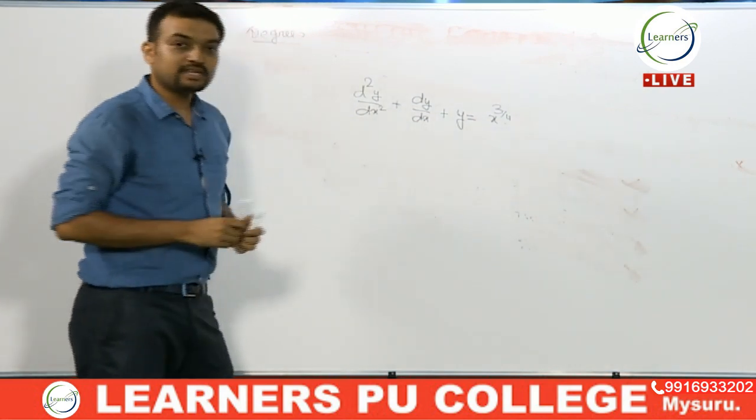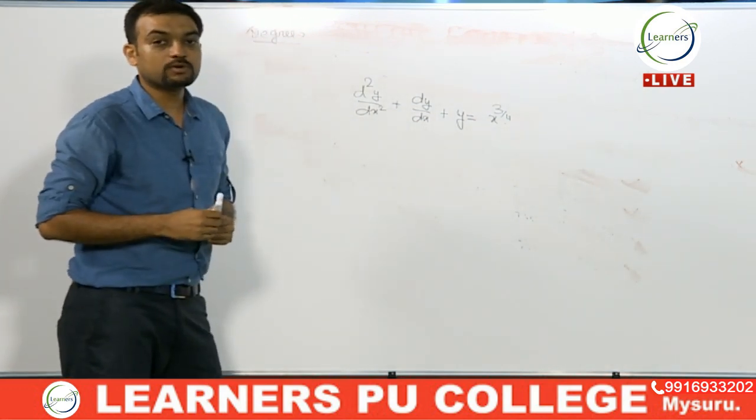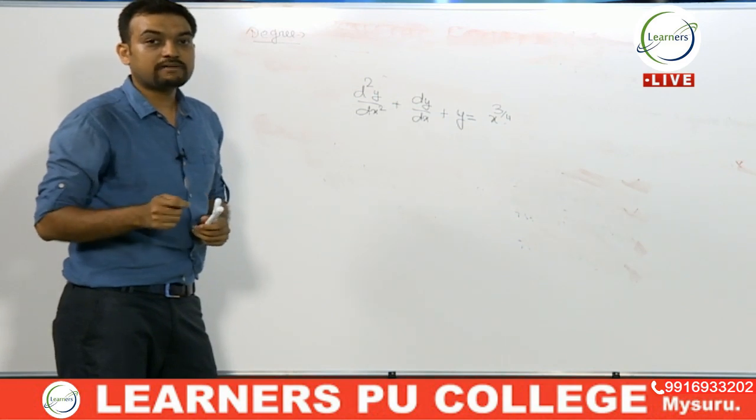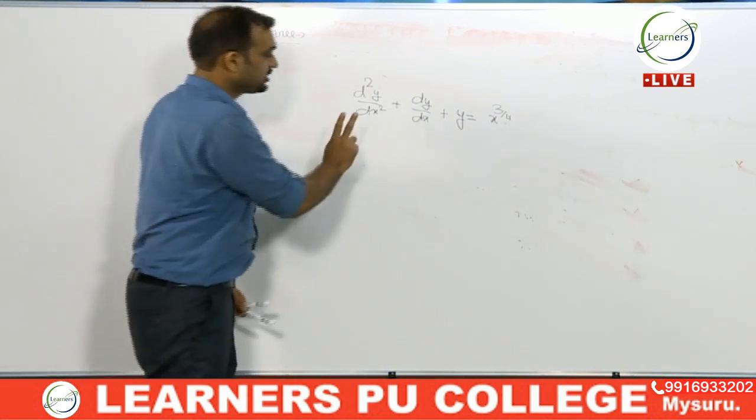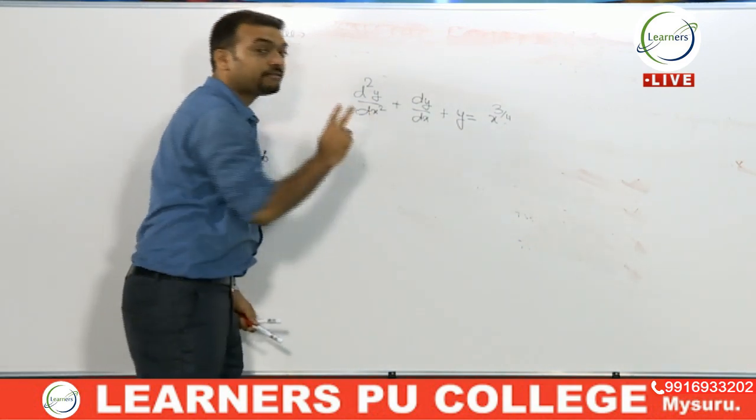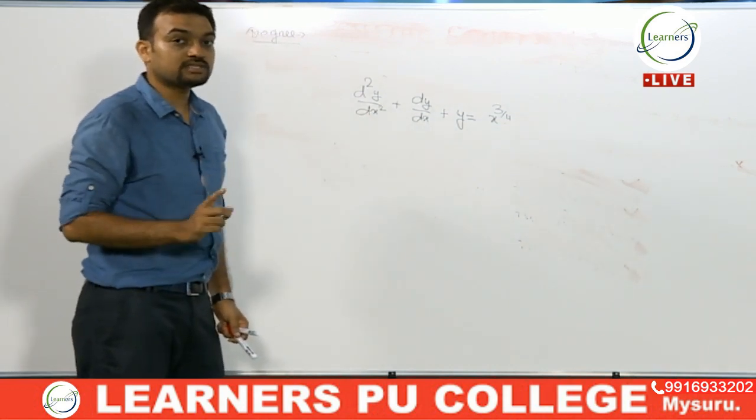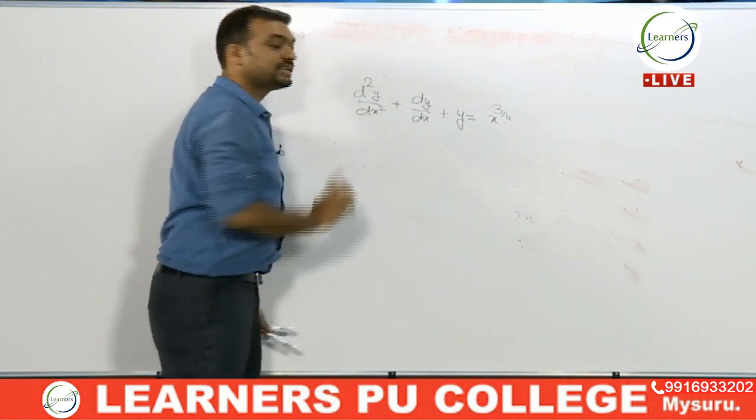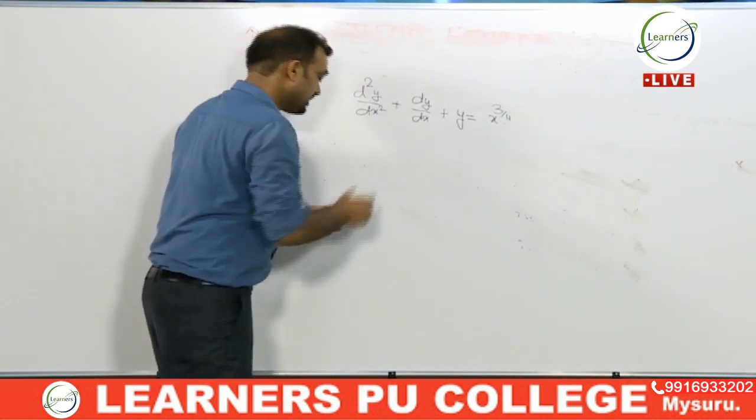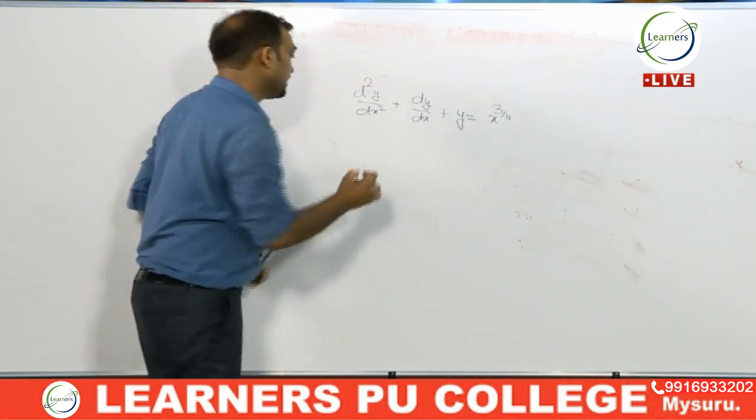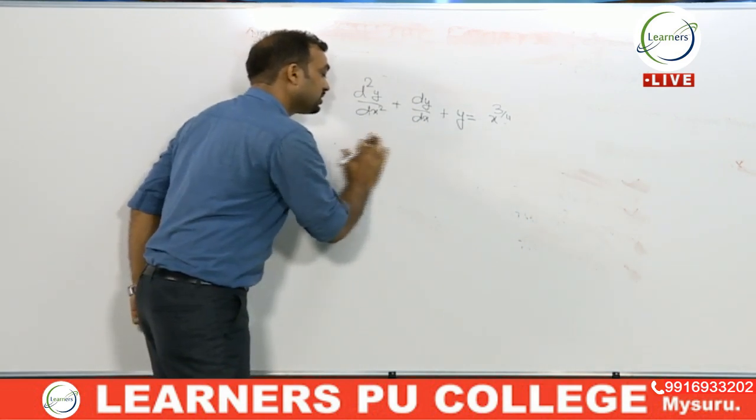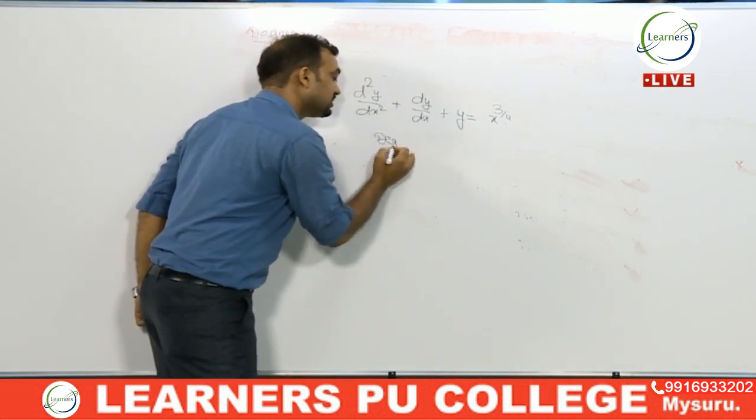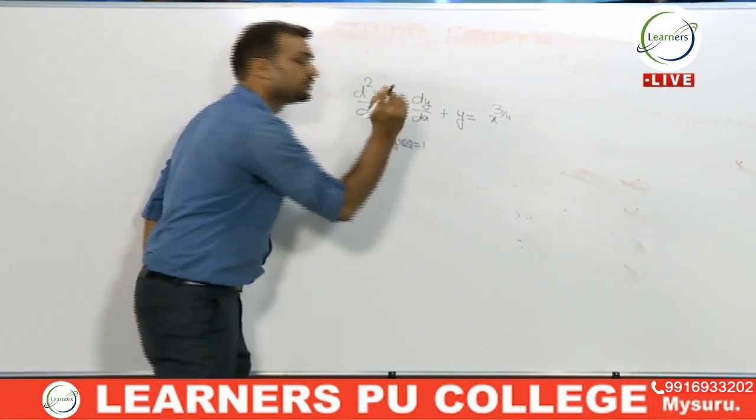Now what is the degree? Degree of a differential equation is defined as the highest power of the highest derivative term. So first we will see what the highest derivative term is. This is the highest derivative term, and what is its power? The power here is 1. So we can say the degree of this differential equation is 1.